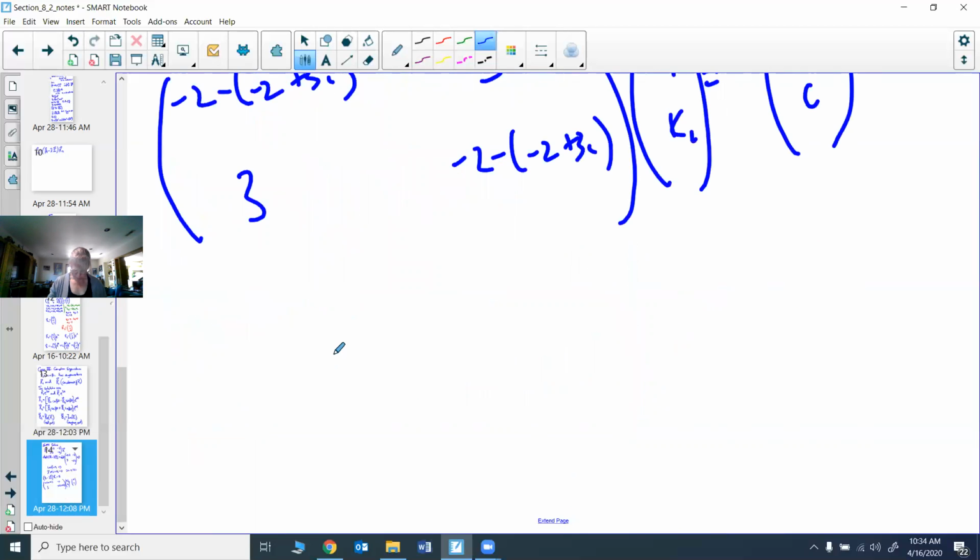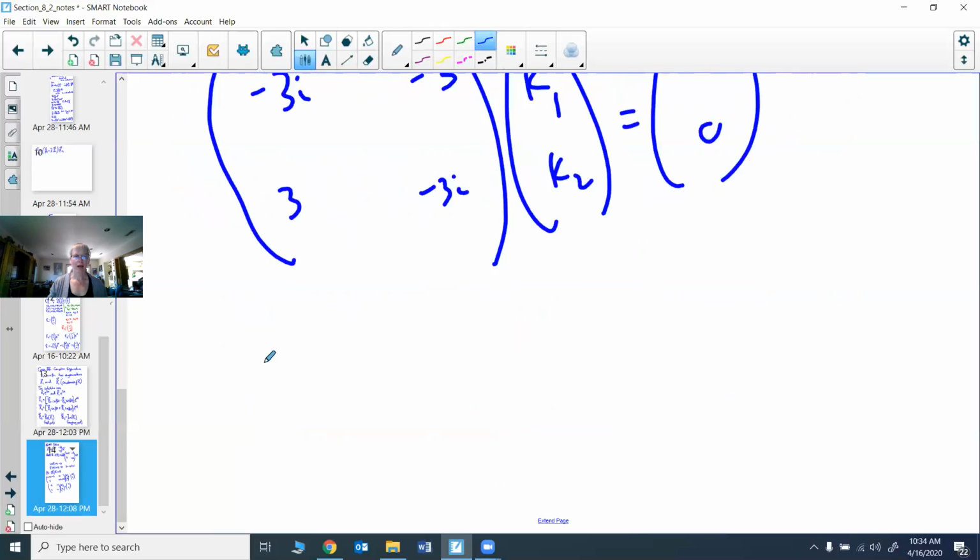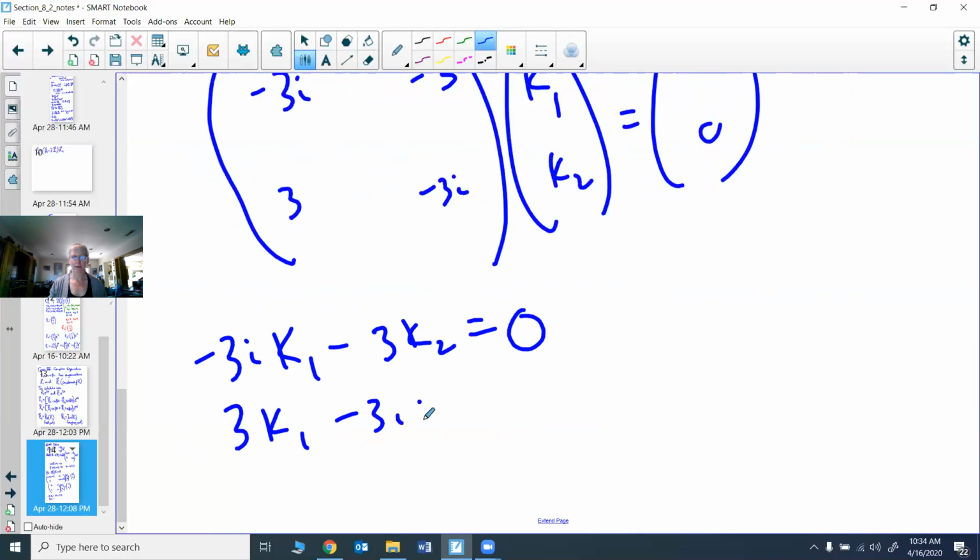So when we do this, we end up with -3i, then -3, then 3, and then -3i times K1, K2. So now we're going to multiply things together just like we always do. -3i times K1 minus 3 times K2 equals 0. And 3K1 minus 3i K2 also equals 0.